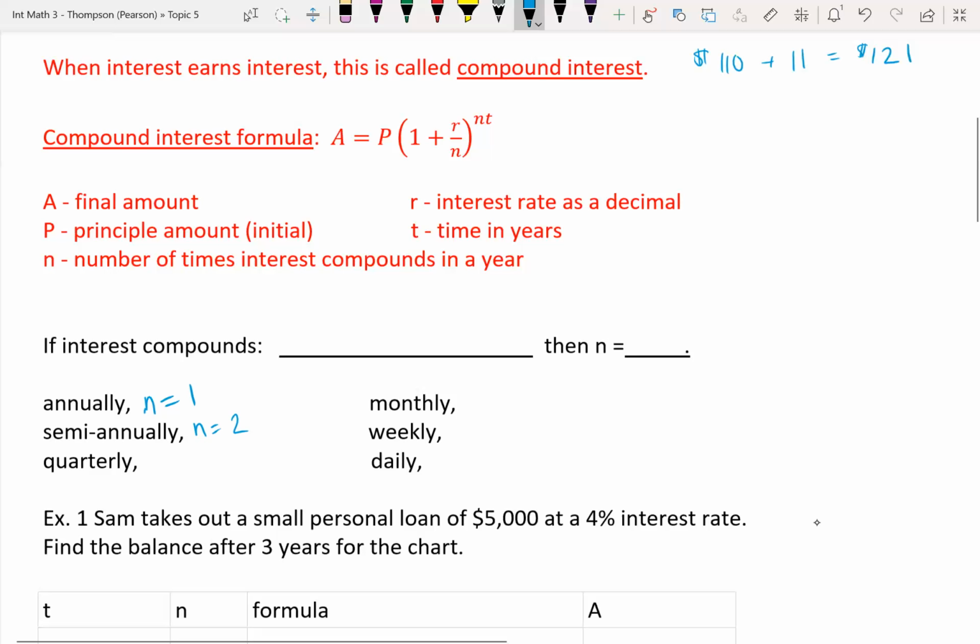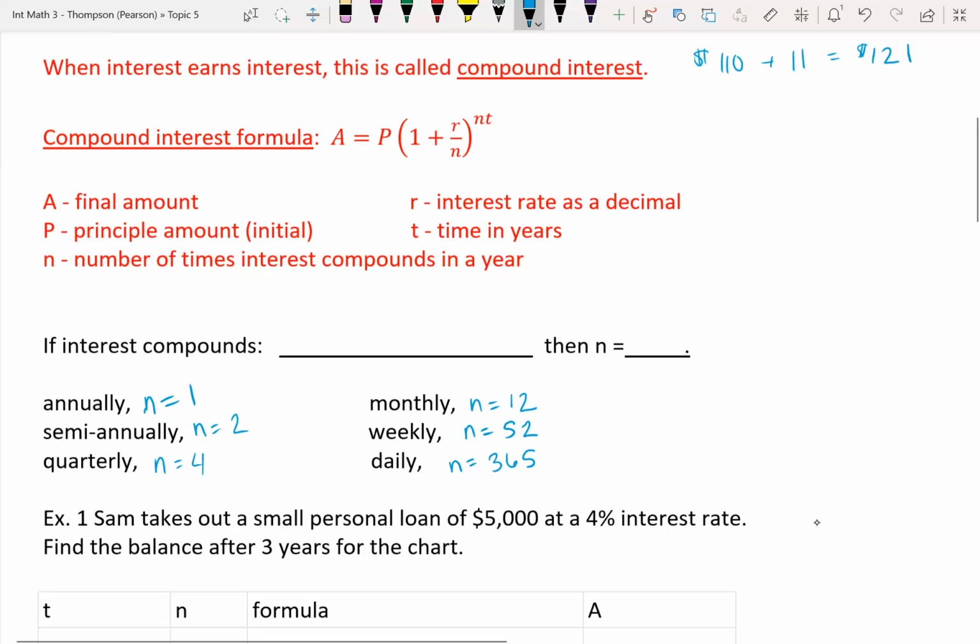Quarterly, if you're a business owner, business owners often do their taxes quarterly. Civilians usually do it once a year, but quarterly would mean 4 times a year. If interest compounds monthly, there are 12 months in a year. Weekly, there are 52 weeks in a year. And if interest were to compound daily, that'd be 365 times a year for most years, unless you're in a leap year like this year.